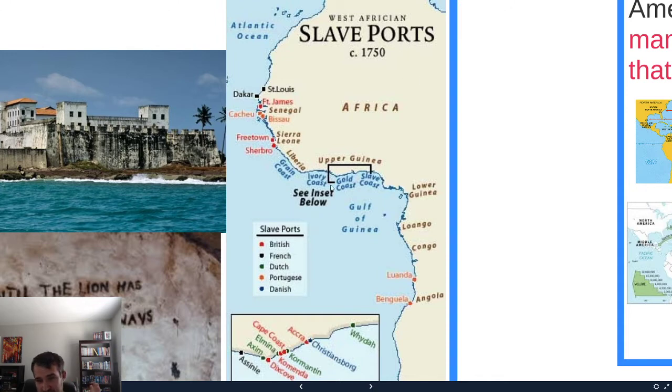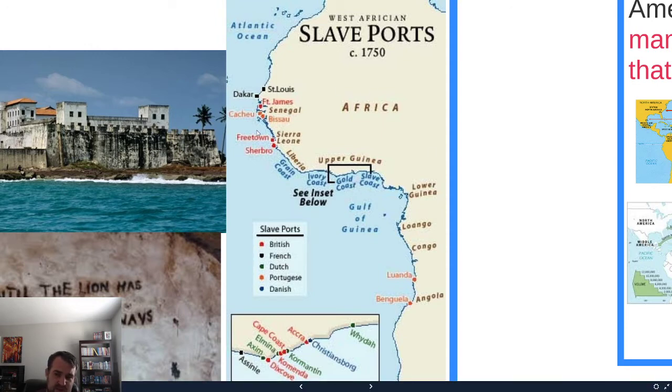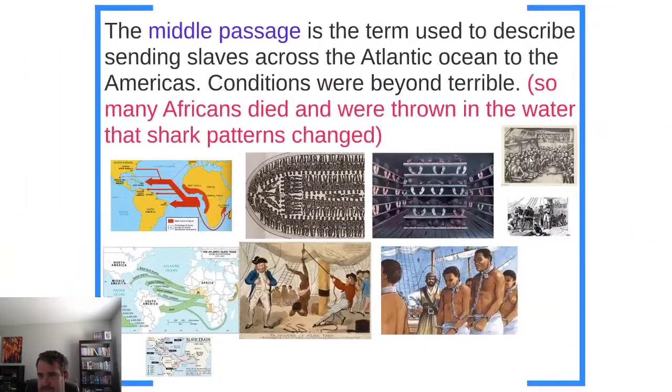And I think I can pretty confidently say the vast majority of Africans that would become slaves in the New World, almost all of them came from this part of Africa, talking about modern day Nigeria, Mali, Ghana, Togo. So this is kind of the prime place where slaves were sent to the New World.